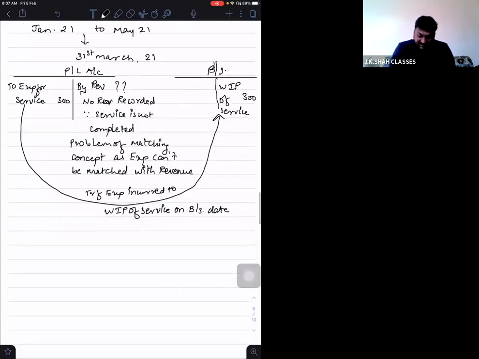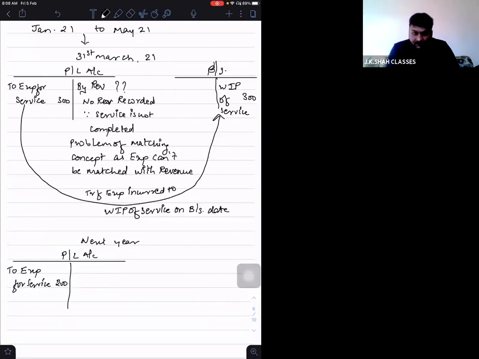Right? Now in the next year, this is your P&L account, correct? So next year, what will happen, sir? April and May, 2 months also you will provide service and you might have incurred some expenditure. Yes or no? So that expense you will put here, expense for service 200. Correct? And service is completed in month of May, so revenue can be recorded. So finally we are getting our revenue, revenue 700.